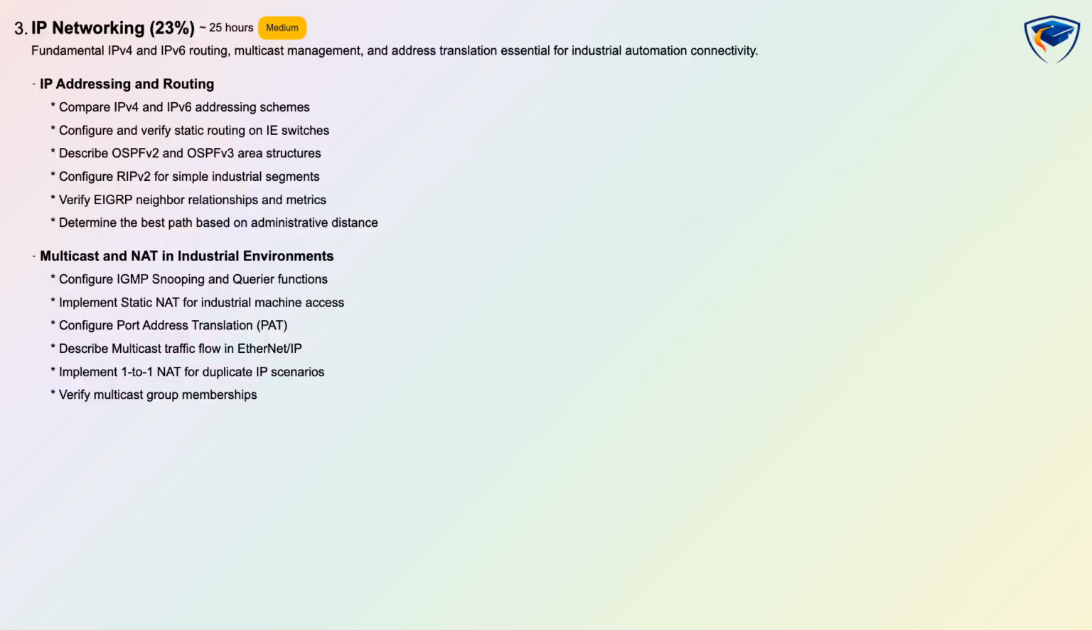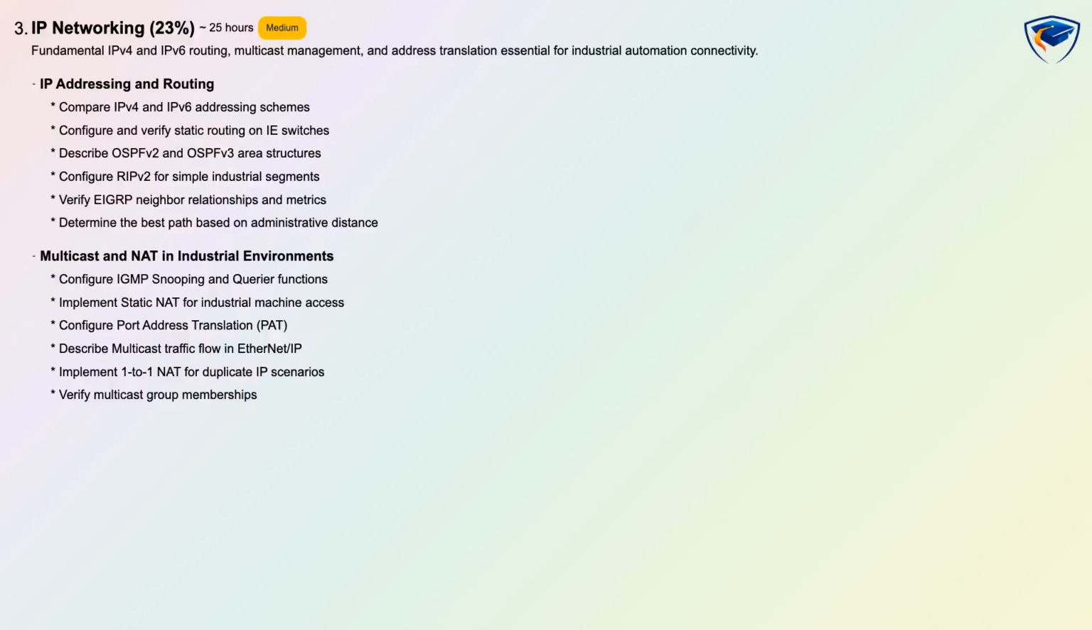You will compare IPv4 and IPv6 addressing schemes, configure and verify static routes on IE switches, and understand OSPFv2 and OSPFv3 area structures, RIPv2 for simple segments, and EIGRP neighbor relationships and metrics.